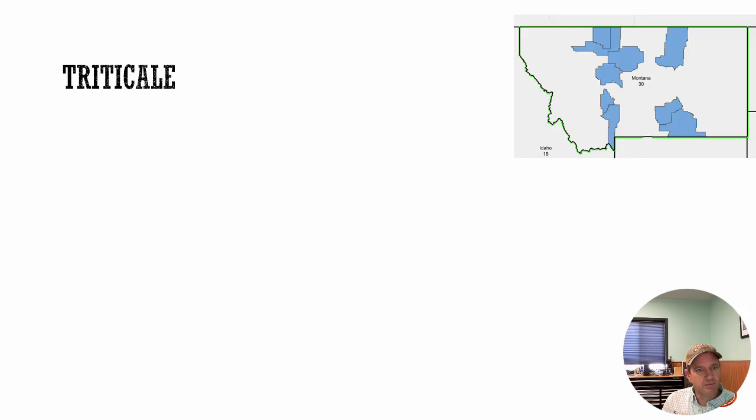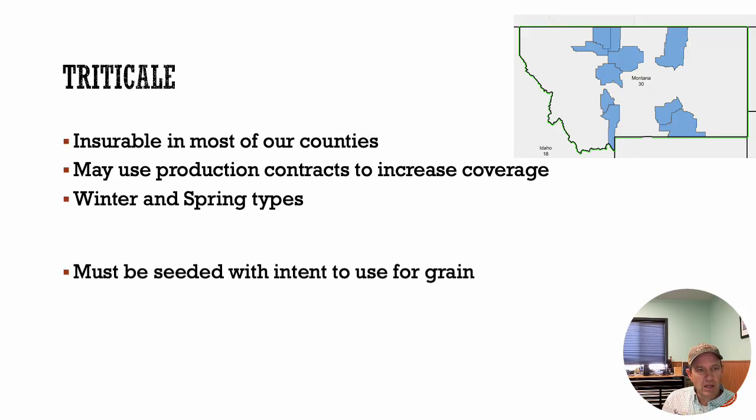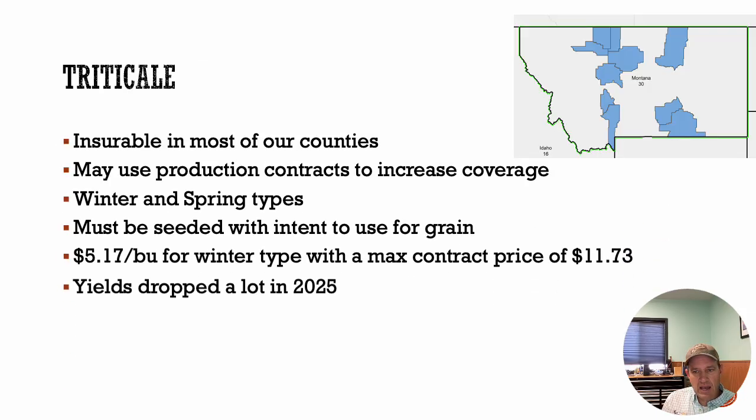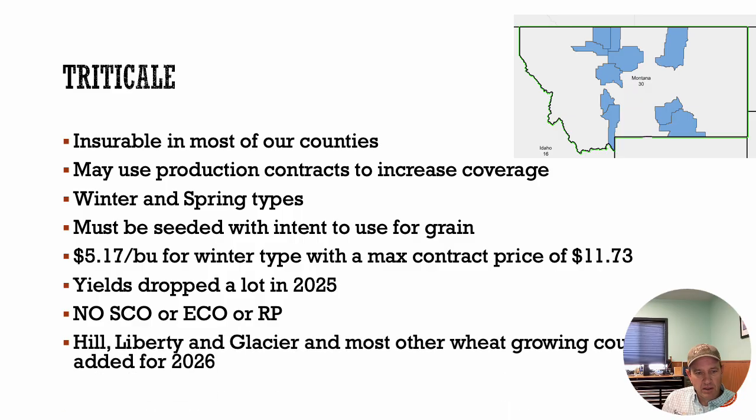Triticale is insurable in a lot of our counties now. They actually added Hill and Glacier this year. So if you grow triticale for seed, we can insure that, and we can actually use a contract to increase the price on it. Your base price would be $5.17 a bushel without a contract. If you can get a contract to grow it for seed, we can go up to $11.73. No ECO, SEO, or revenue protection on that crop.